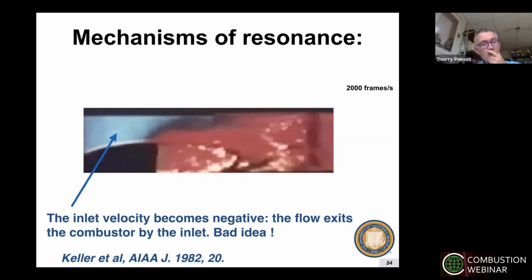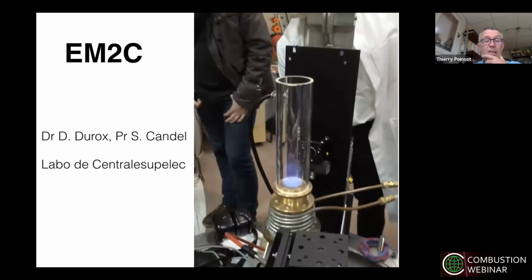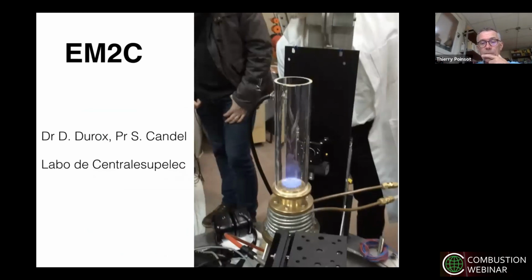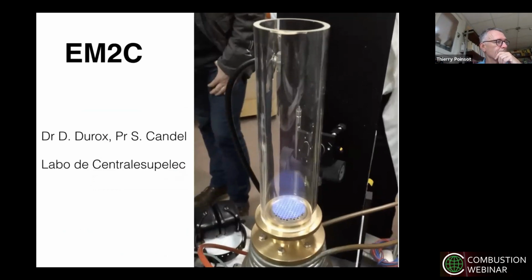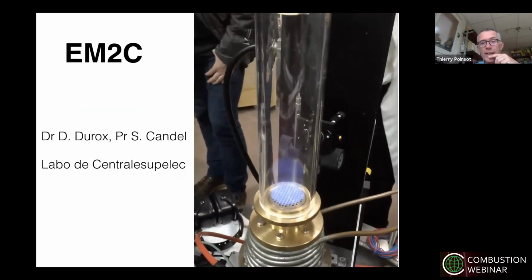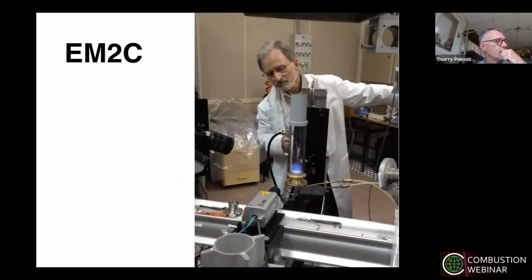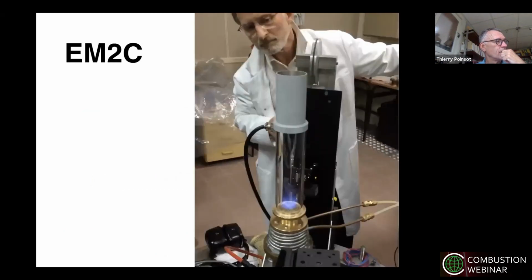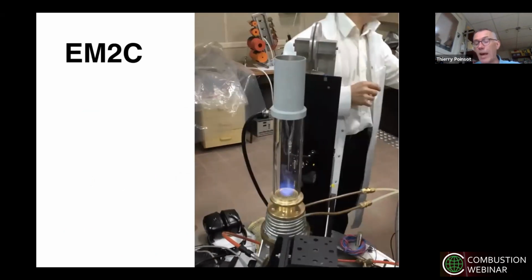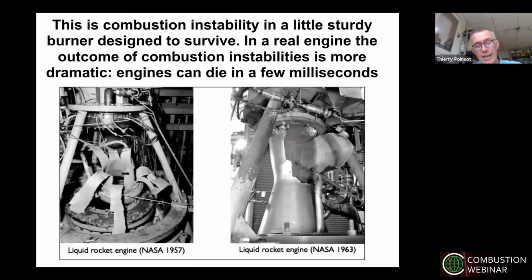So now, just a few other examples of such flames. You can have instabilities a little bit everywhere. That's a fun experiment that was done also at EM2C. Or another one. All these things happen when you start playing with flames. And when they happen, things can get really bad, and it happens in real engines. And in a real engine, like liquid rocket engines here, it will kill the engine in a few milliseconds.